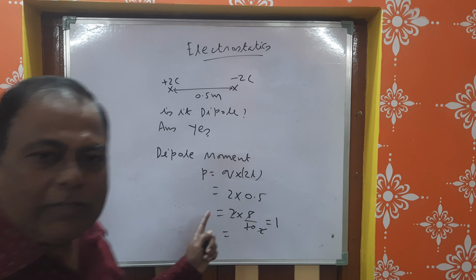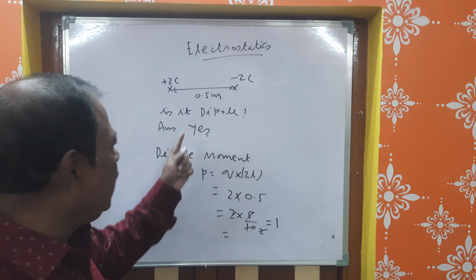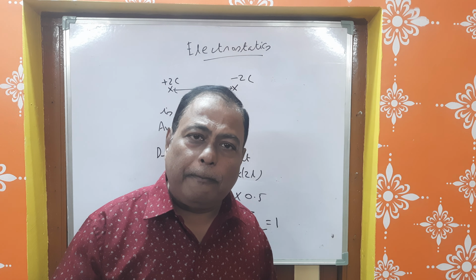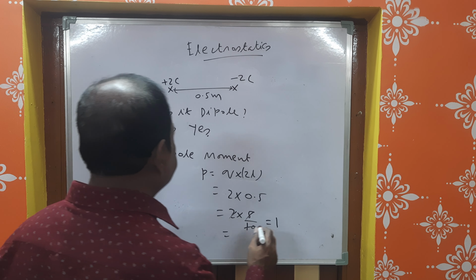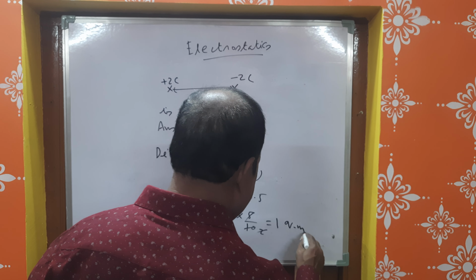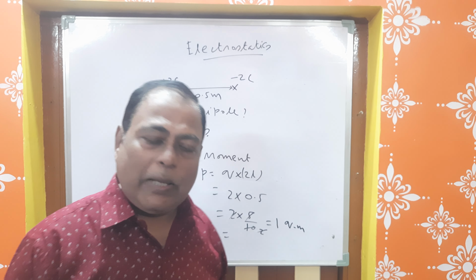What is the unit of the dipole moment? It is q into 2l. q means coulomb, length means meter. So coulomb meter is the unit of the dipole moment.